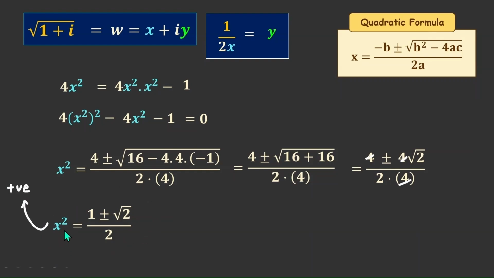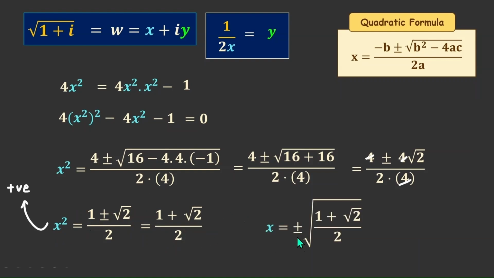Right? So here also we have to find the positive term. Because root 2 is 1.4, we can't take 1 minus 1.4, because this will make this a negative term. So we can only take (1 plus root 2) divided by 2, right? And now to find the value of x, we have to take the under root both sides to give us that x is equal to plus minus under root of (1 plus root 2) divided by 2.